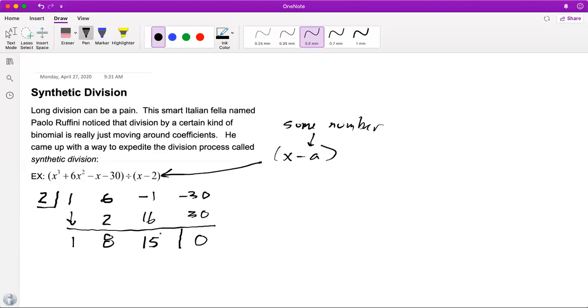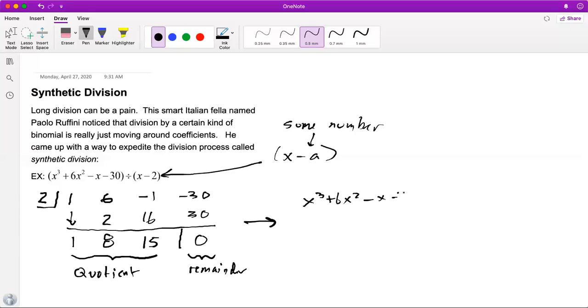And what happens here is you get 2 things. This first part here is something that, when we're dividing, we would call the quotient. And the thing that's in here is called the remainder. The way to rewrite this is this: x cubed plus 6x squared minus x minus 30, divided by x minus 2. I just rewrote the original problem. That equals something, and we're going to turn this 1, 8, 15 back into a polynomial.